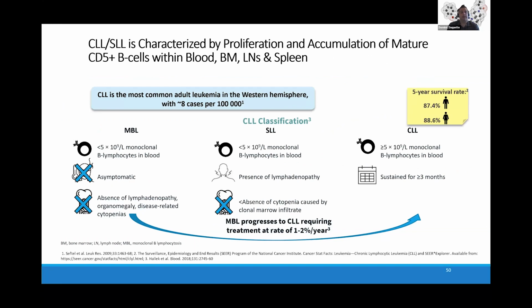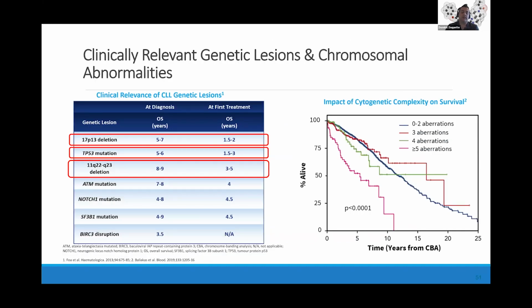Now, in CLL, there are different types, with asymptomatic patients that can be watched. A lot of the patients we'll find on lab work, and we're going to follow these patients. They don't need treatment right away. But for more aggressive or more late-onset disease, we're going to need to give a therapy.